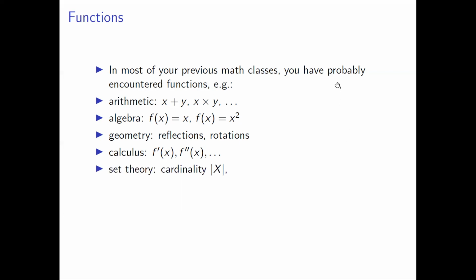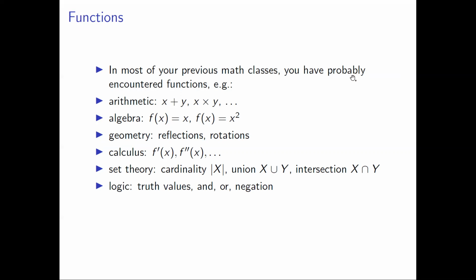In set theory, we see some functions. Cardinality is a function which takes a set and outputs an integer. The union is a function which takes an input, which is a pair of sets, and outputs a set. And same with the intersection.